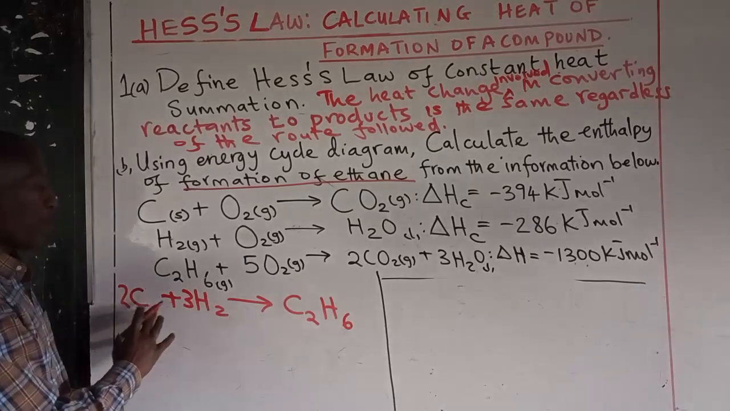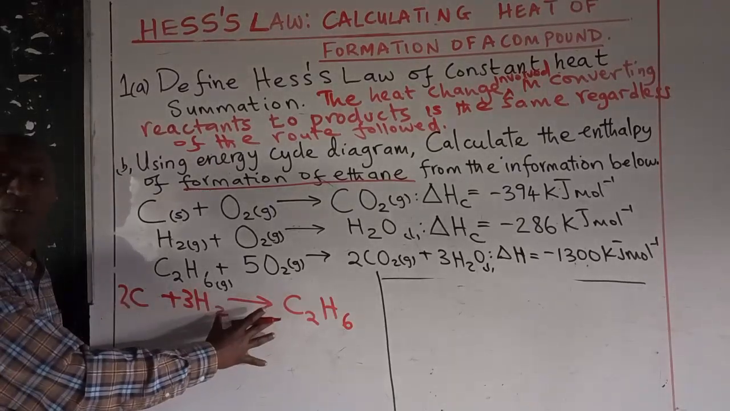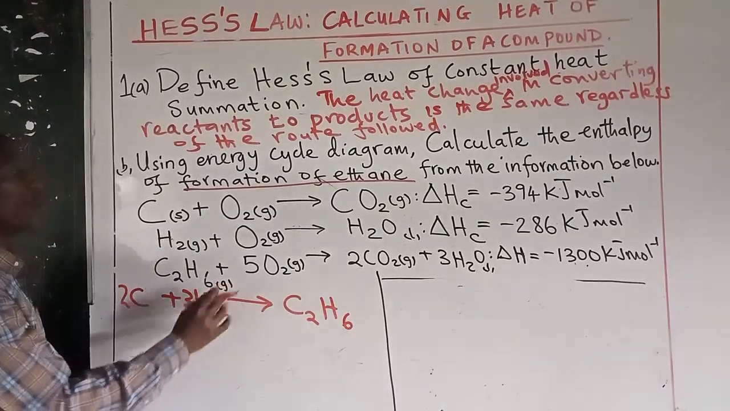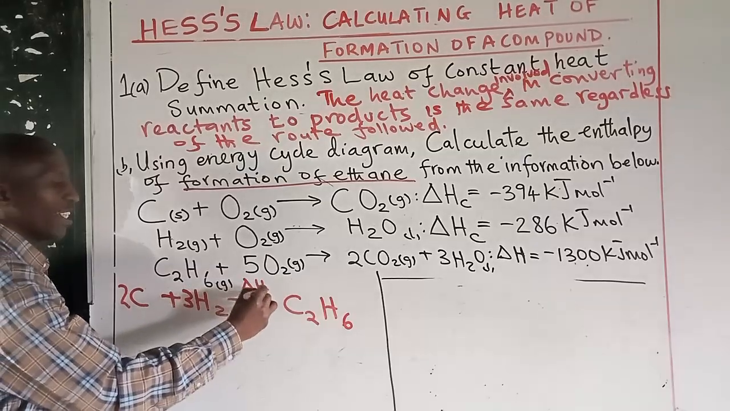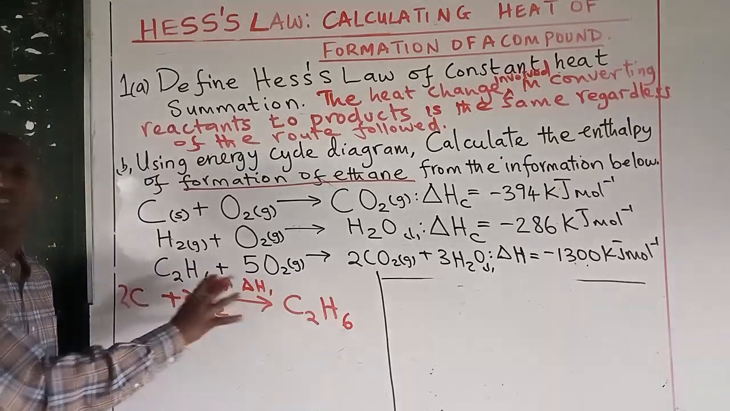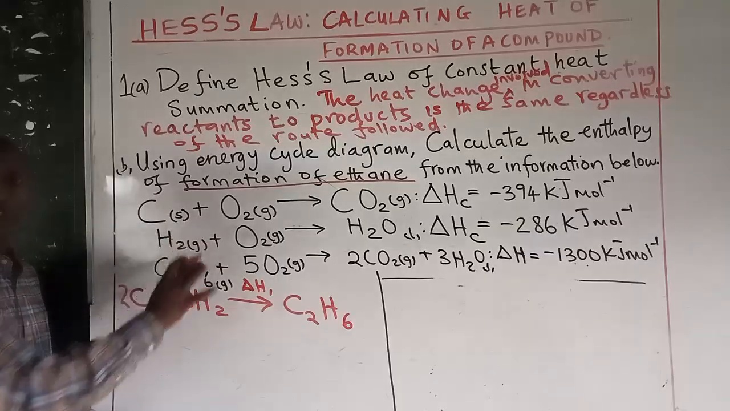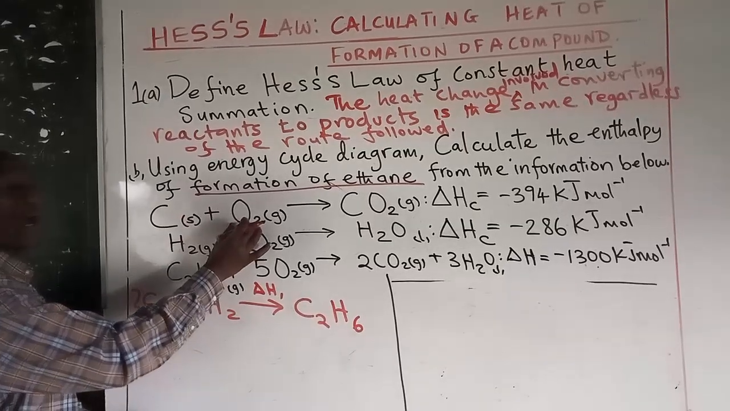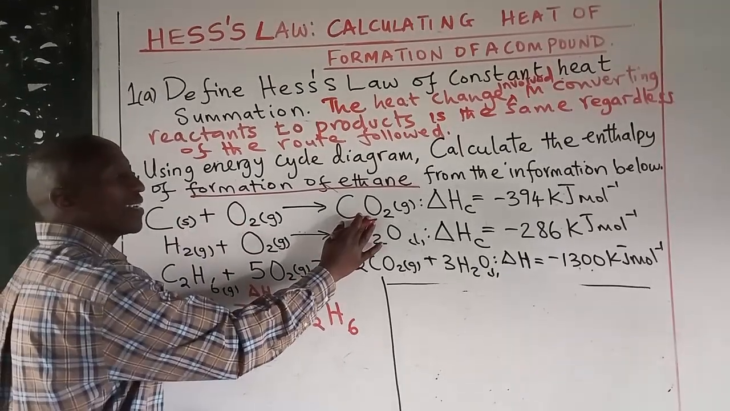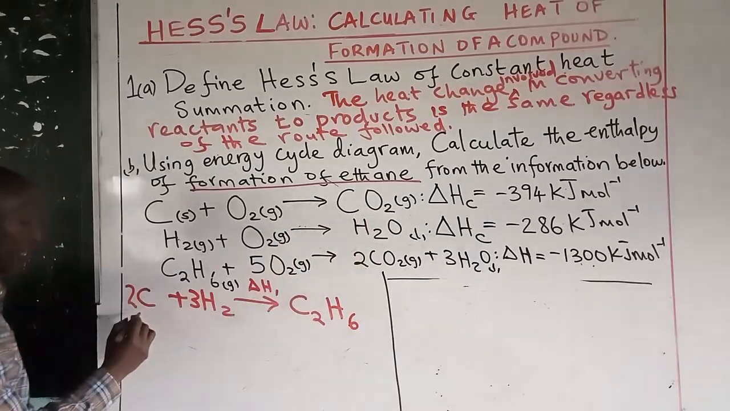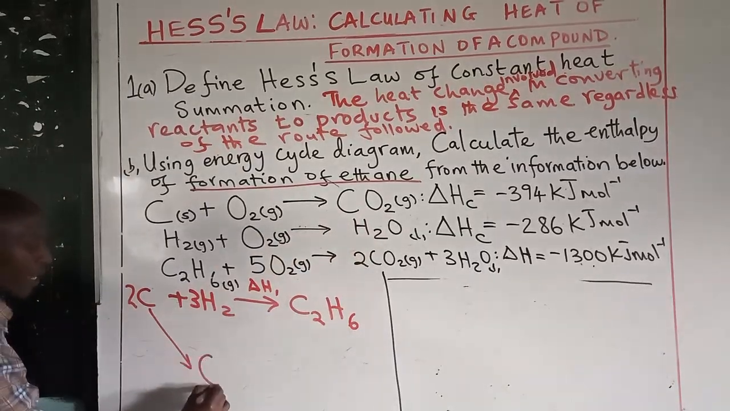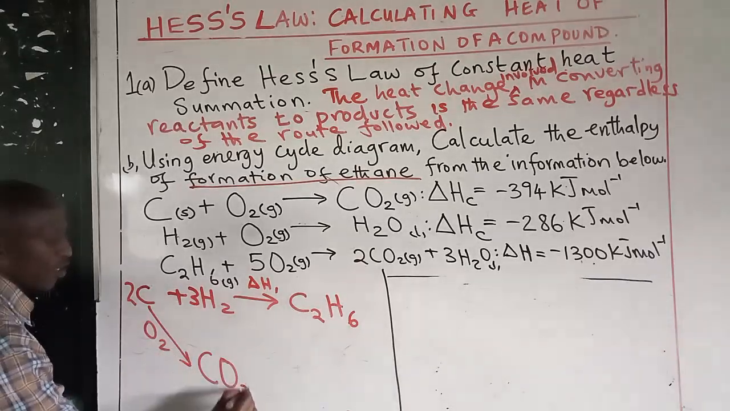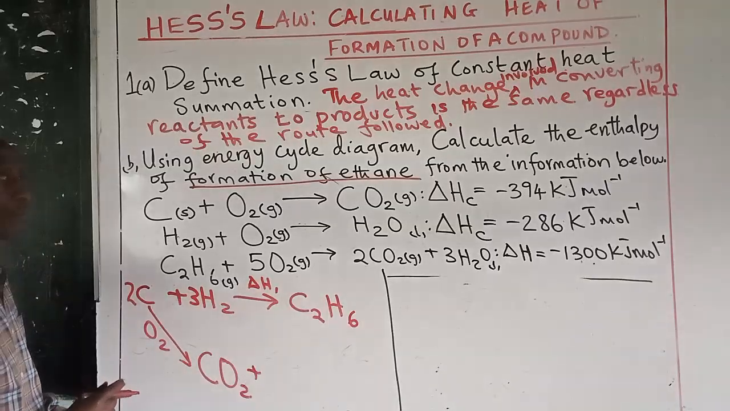Now, when this is formed, we may not be able to know the heat change. The heat change delta H1 is not known. We are not provided here. What are we provided with? We are provided with the heat change when carbon undergoes combustion to yield carbon dioxide. So when carbon reacts with oxygen, CO2 is produced.